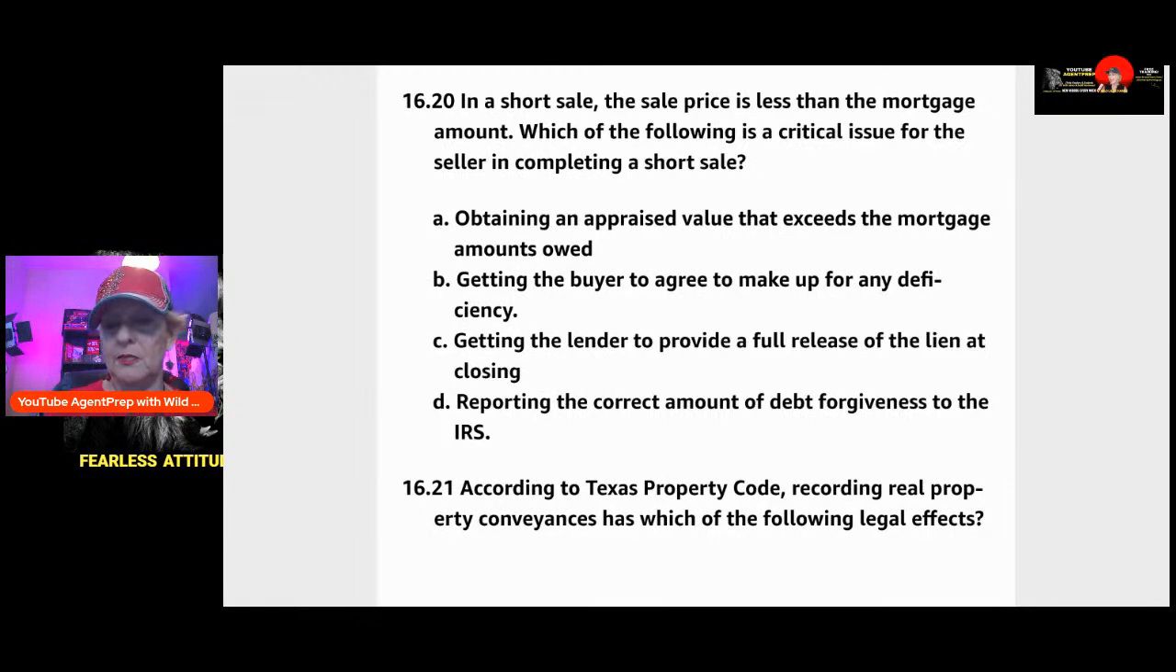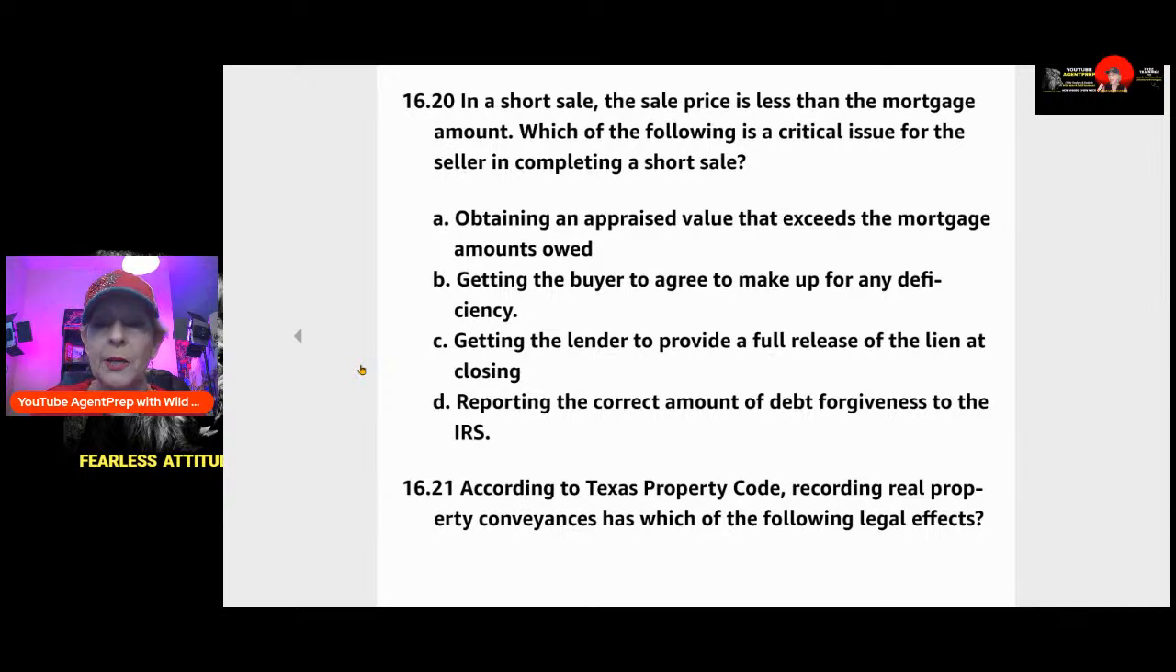All right, but we've got C so far as an answer. Anyone else? No one else? The answer is C, getting the lender to provide a full release of the lien at closing. And why is that? Because if that buyer decides to then sell the property, or goes to buy another property and they don't have a release of liens on that, it's going to show as a cloud on their title report or on their credit bureau that they have a loan still owed. So that lien release must be provided by the lender.